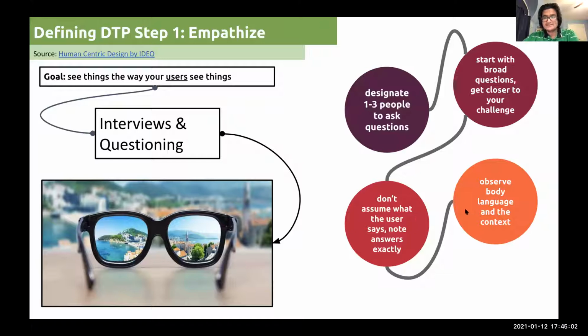And the last step is to observe the body language and the context of which the user is communicating. Part of the interview is not just listening to what the interviewee is trying to convey, but also trying to understand what their nonverbal gestures are trying to communicate as well. Verbal communication is just one data point, but you want to gather as much info as possible so that you're able to understand exactly what the user is trying to feel.